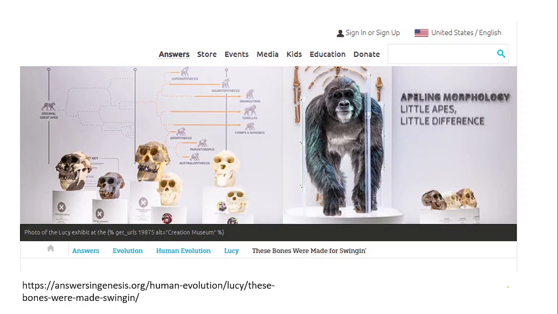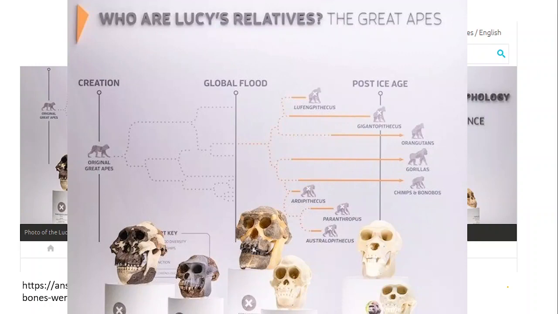It talks about their particular viewpoint of how the apes are related to humans, but more so, I'm interested in how they understand how apes are related to other apes. And you can see it in this particular figure, although let me highlight it a little bigger. At the Creation Museum, there's a new exhibit, or at least new in the last 2 years: "Who are Lucy's relatives?"